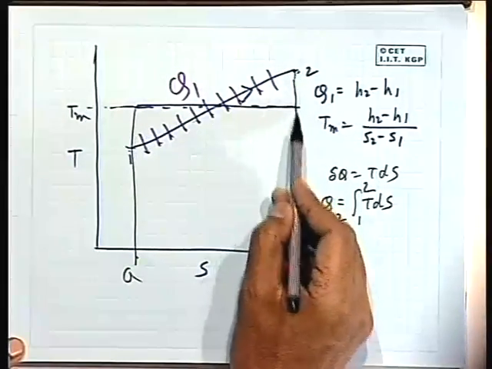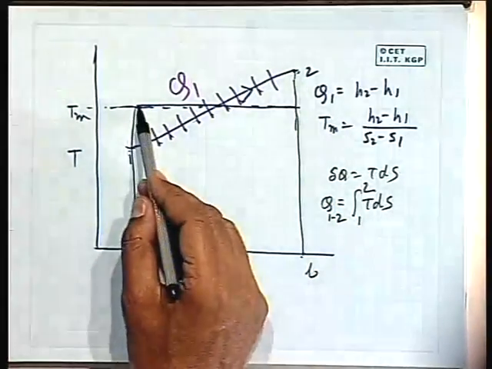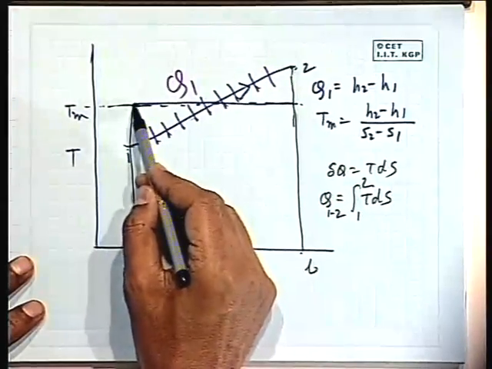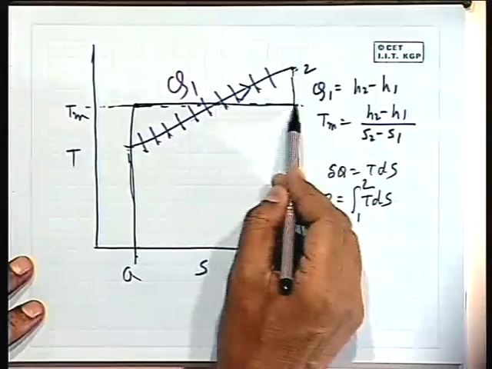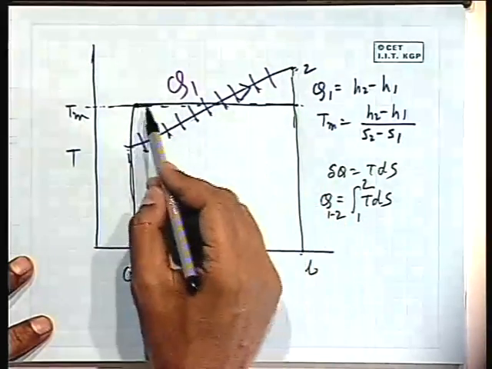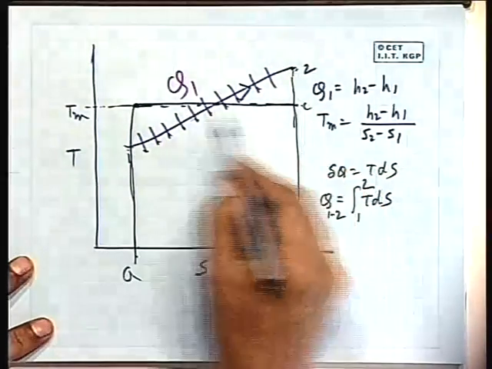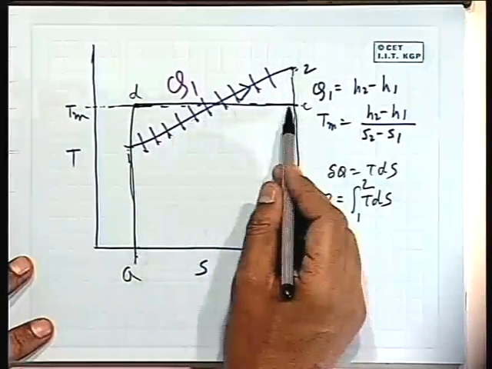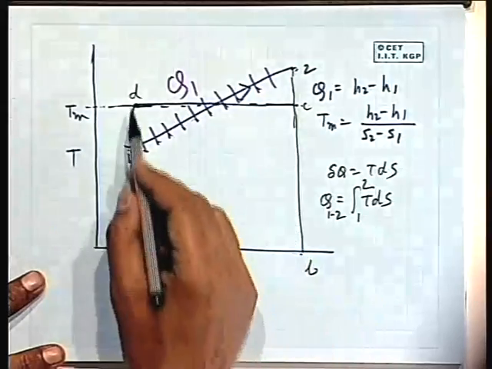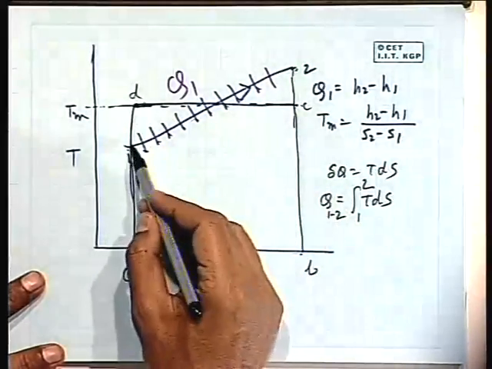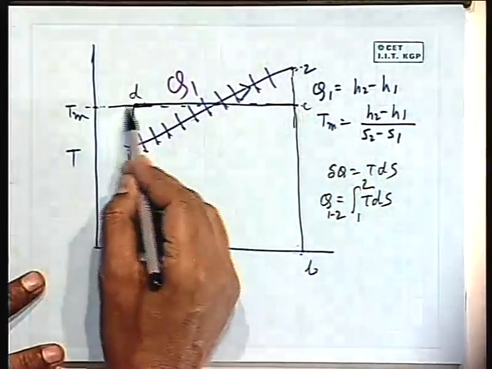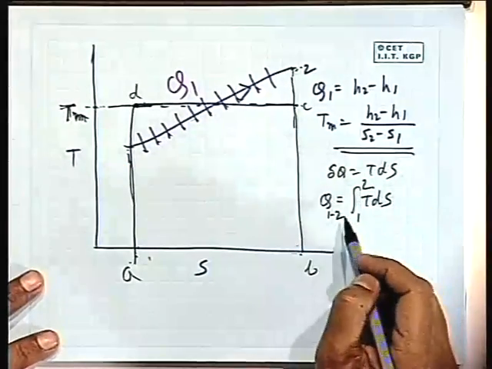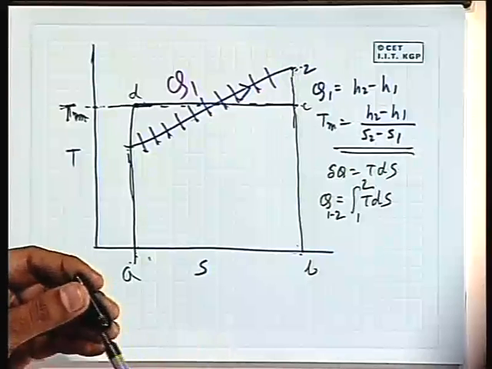And if I draw a rectangle with this ordinate as Tm, that means if I can construct an ordinate such that this area ABCD, if I can draw a parallel line to AB at such height, simple primary school geometry, so that the area ABCD becomes equal to the area under 1 to 2, then this ordinate will read as the mean temperature. That means this is the mathematics, the mean temperature of heat addition.